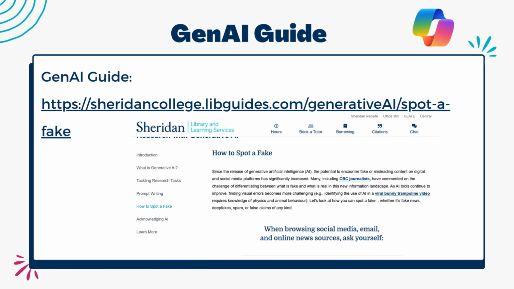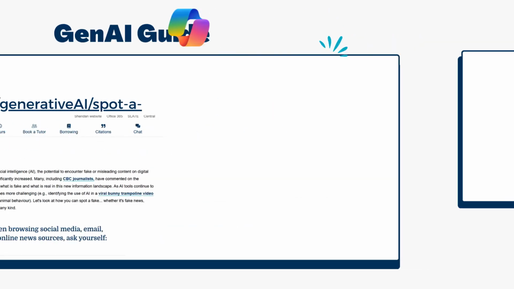For more information on evaluating AI-generated content, compare your results to Sheridan's Gen AI Guide. This resource can help you identify inaccuracies or hallucinated information in AI, even if it looks polished.